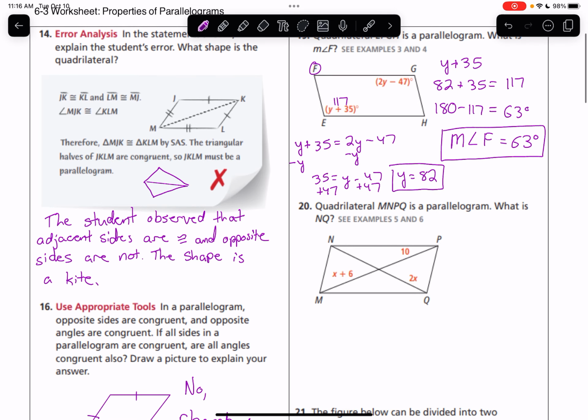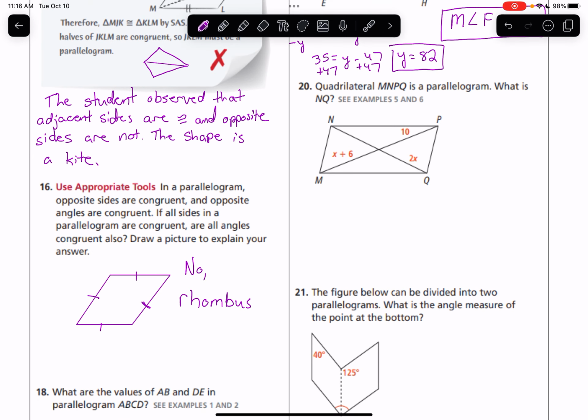Number 20, quadrilateral MNPQ is a parallelogram. What is NQ? So we know that the diagonals of a parallelogram bisect one another, which means x plus 6 is the same as 10. So x plus 6 equals 10, which of course means x equals 4.